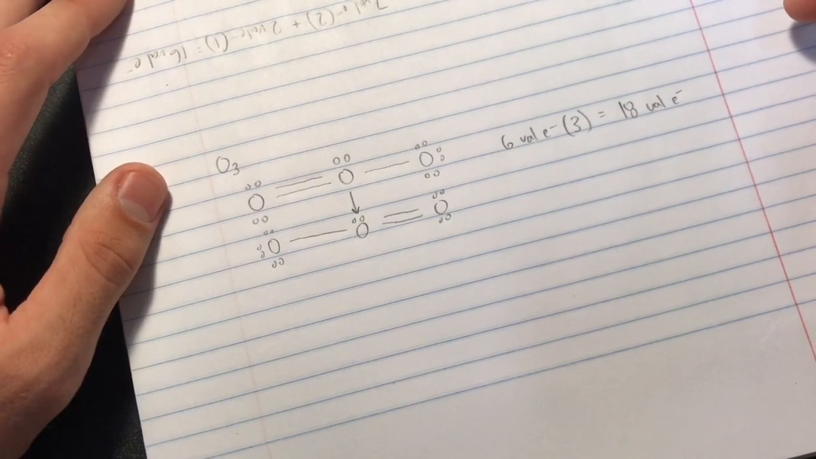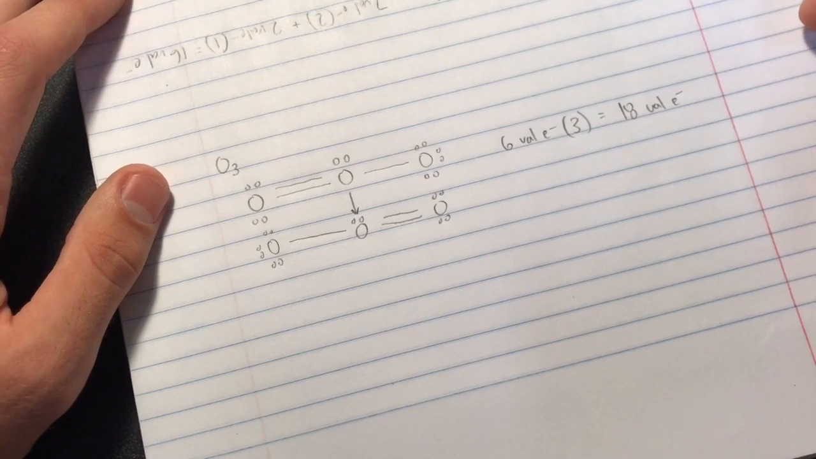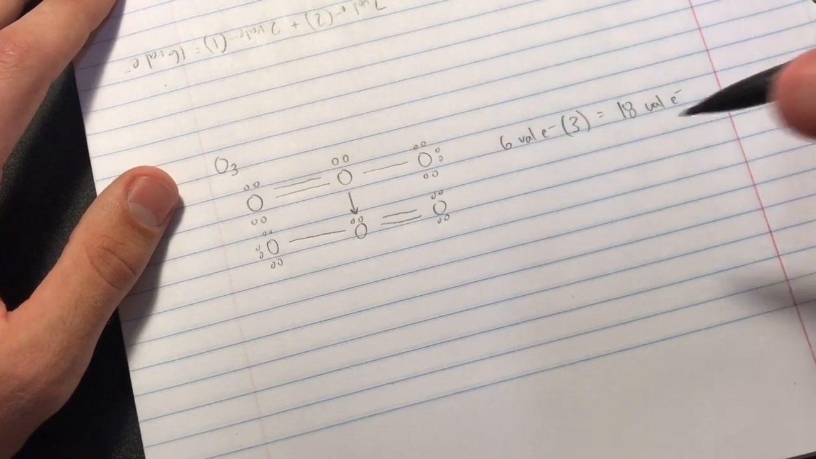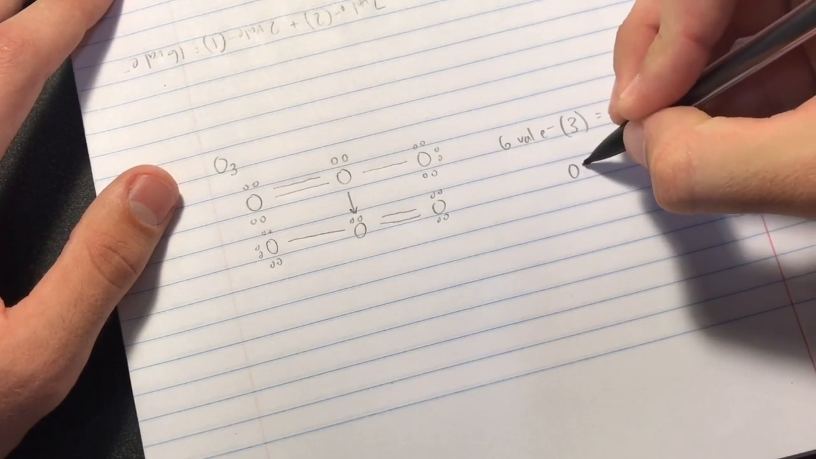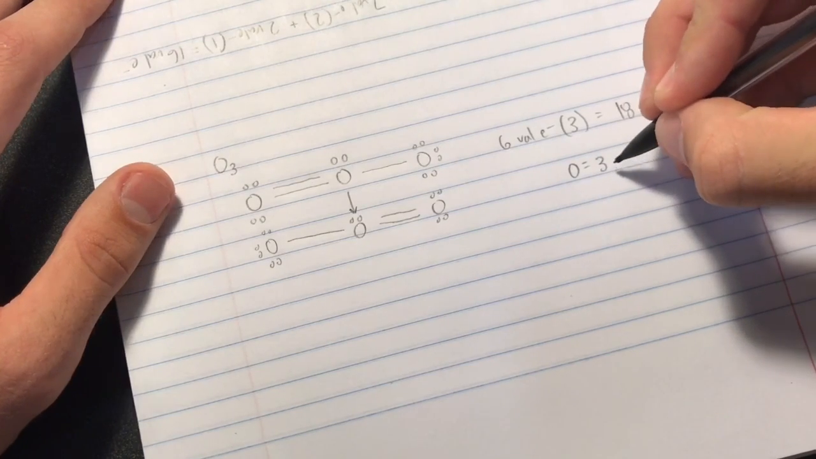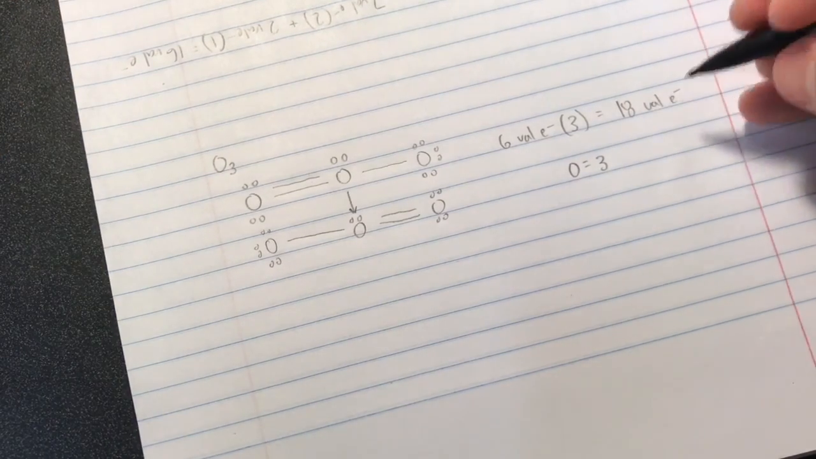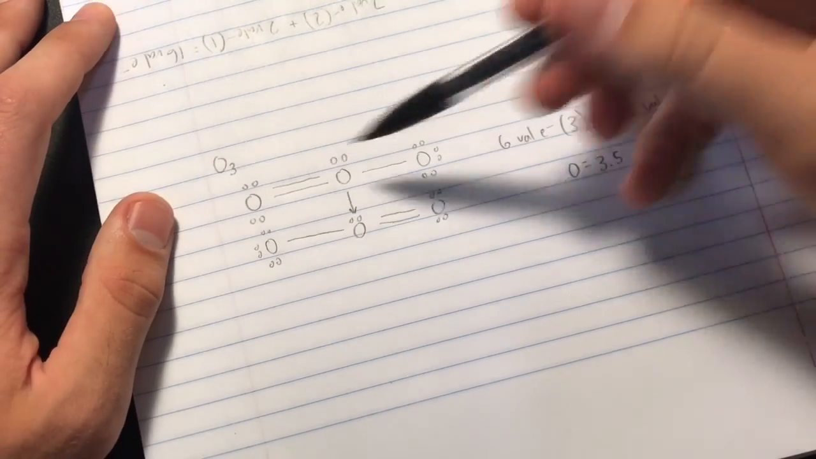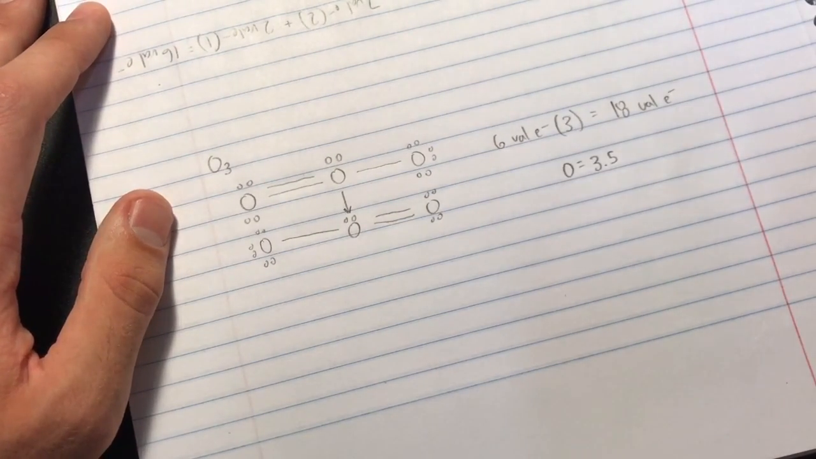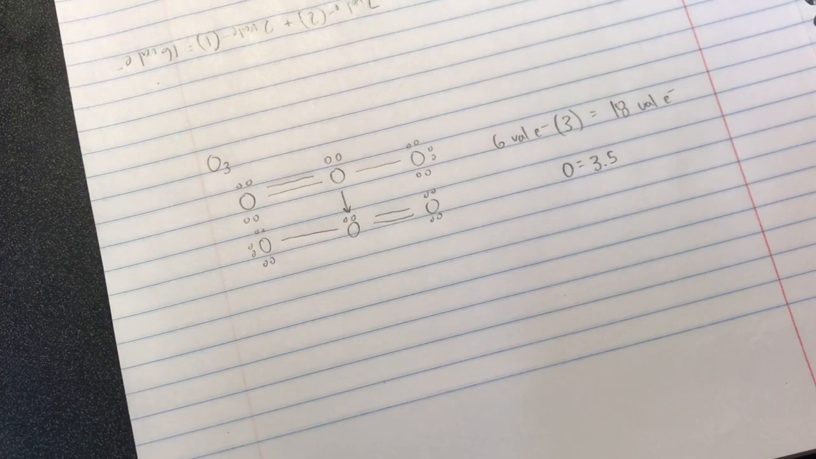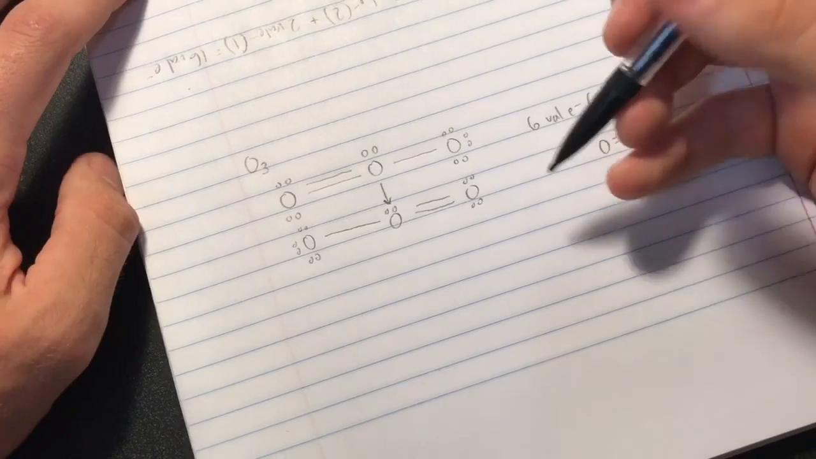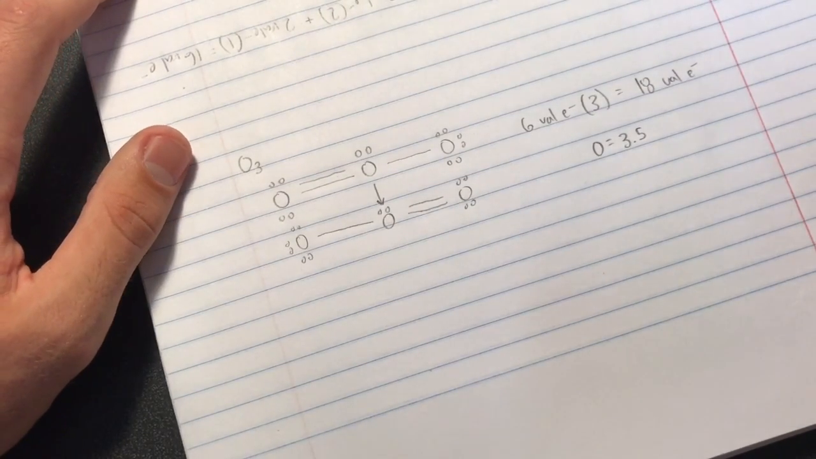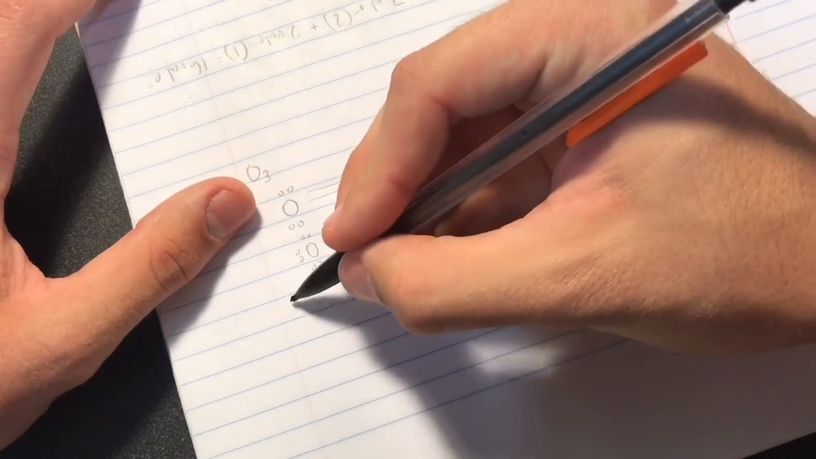Okay, next let's go into the bond dipole arrows. So they're all oxygen, and the electronegativity of oxygen is 3.5. And because they're all 3.5, there's actually surprisingly no dipole arrows, which is very interesting. So let's go ahead and move on to the domain geometry in that case.